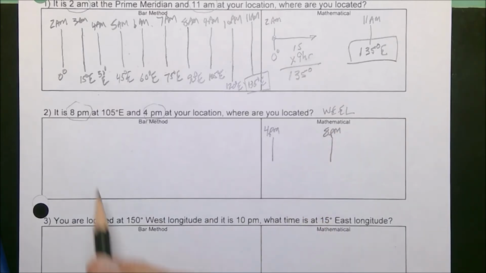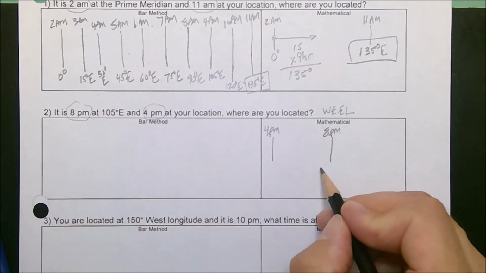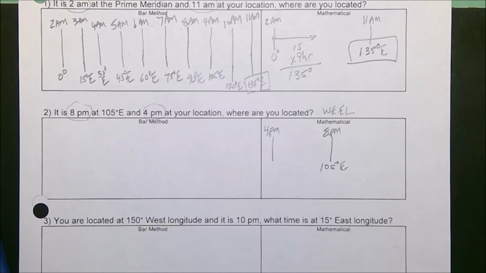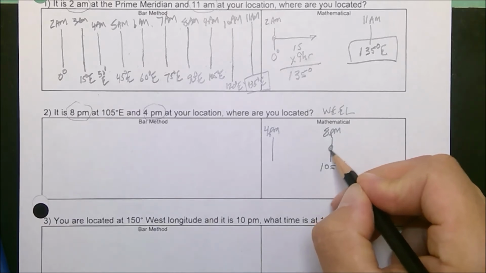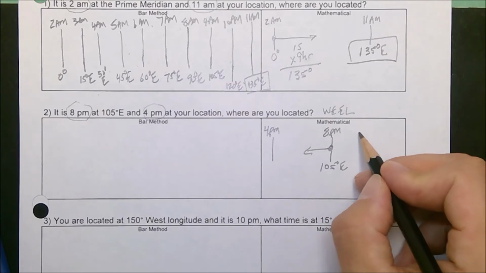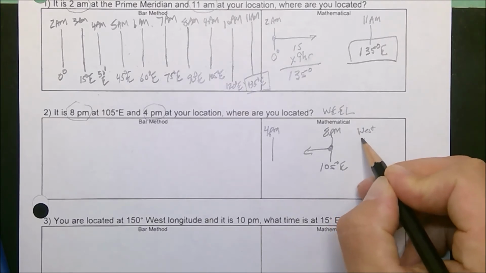Now, the one where I'm starting, 8 p.m., is 105 east. I'm going to label this as 105 east. This is my starting position because I know both. I'm drawing my arrow. So this time, instead of east being later, I know that west is earlier.